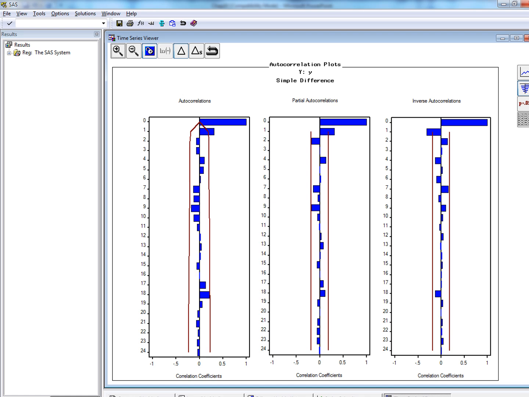It's tricky. To be honest, they both look like they cut off, don't they? The autocorrelation looks like it cuts off after 1. The partial autocorrelation looks like it cuts off after 2. But we know that's not possible. So we have to think about which one we think cuts off the most. I think the autocorrelation cuts off the most. So if we were to buy into that, that means we'd be fitting a moving average model of order 1.